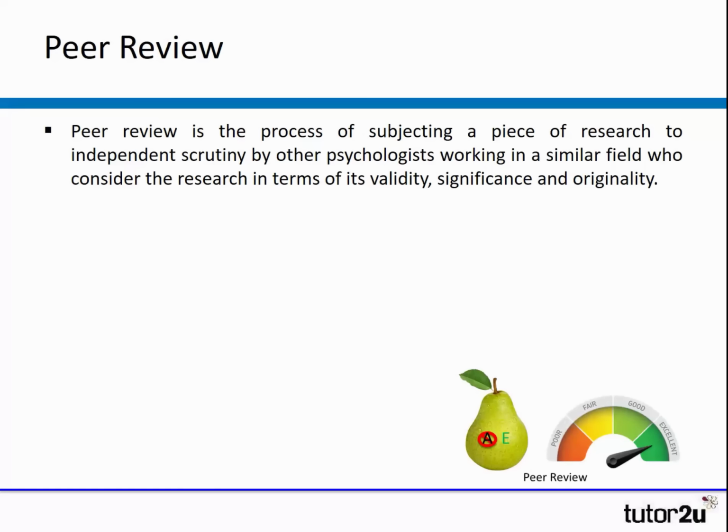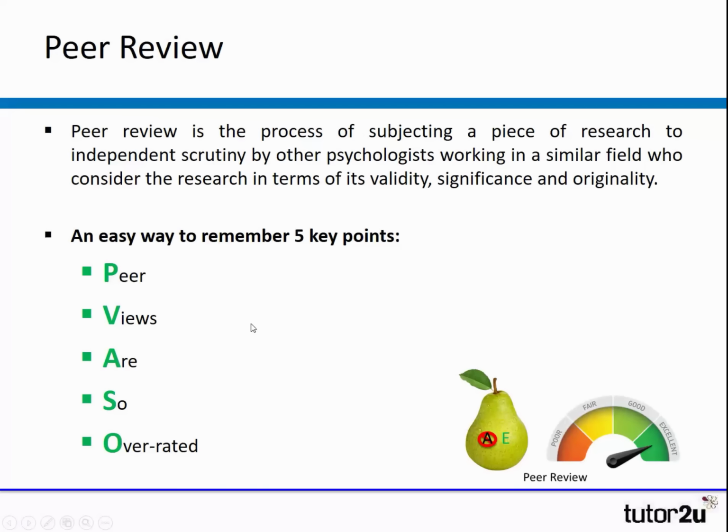Okay. Now, I've looked for all the different mark schemes, and what we find is that there's actually 5 key points that crop up in all of the different mark schemes, okay? And there's a really, really easy way you can remember the 5 different key letters that go with it, okay? So there's a little mnemonic on the screen here. If you remember this little phrase, peer views are so overrated, it will give you the first letter to 5 key points that you might want to include.